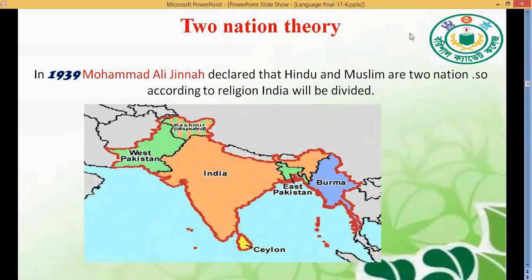Friends, you can see the two nations theory of Muhammad Ali Jinnah. In 1939, Muhammad Ali Jinnah declared that Hindus and Muslims are two nations. So, according to religion, India would be divided.